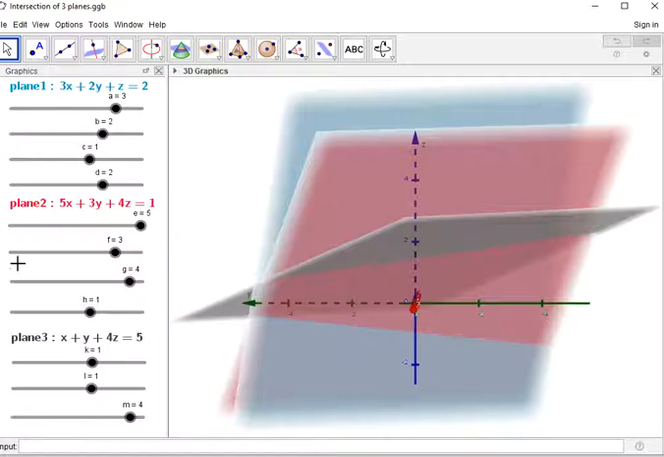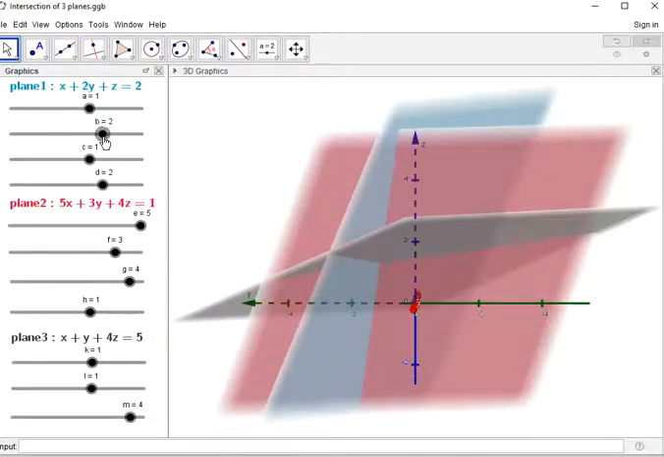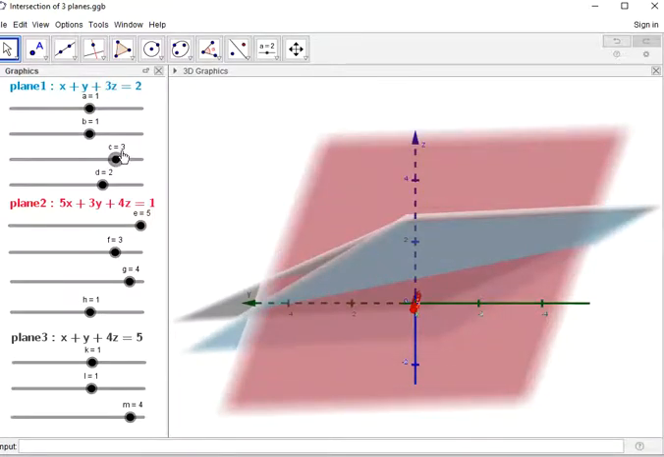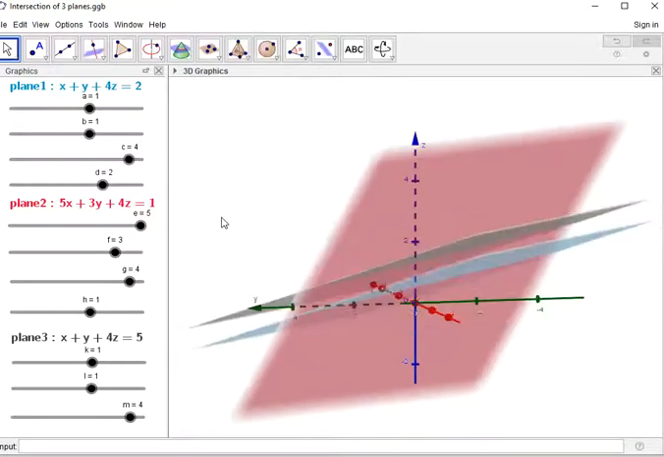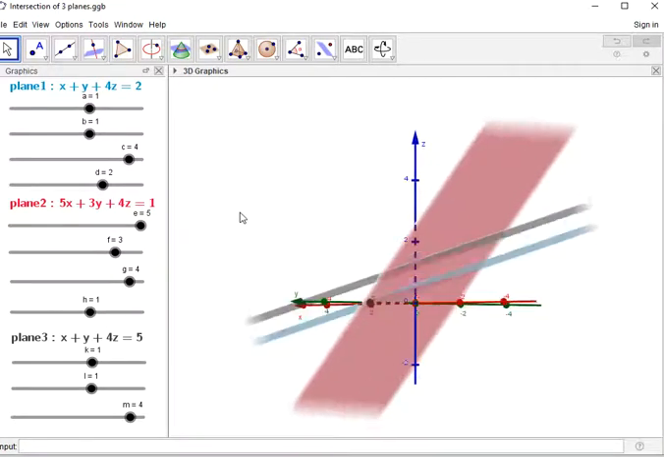So the first thing I want to do is I'm going to change plane 1. I'm going to change the coefficients to 1, 1, 4 and just watch what happens on the diagram when it becomes 1x plus 1y plus 4z. And you can see clearly now that we have 2 parallel planes.